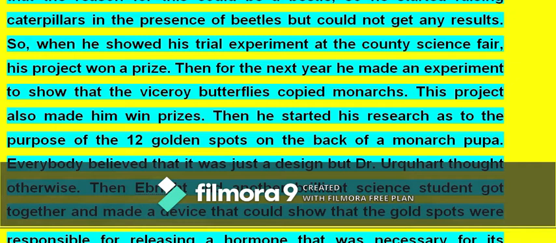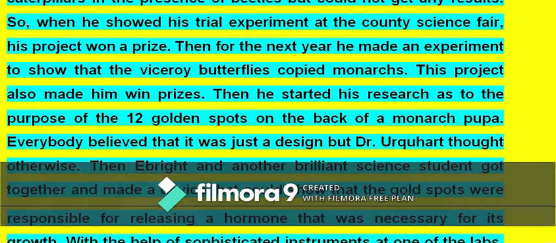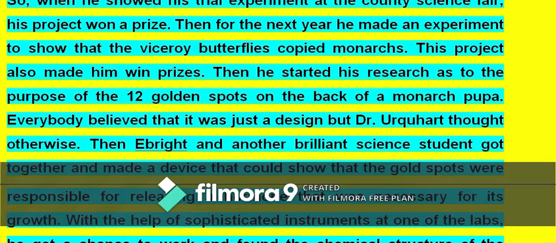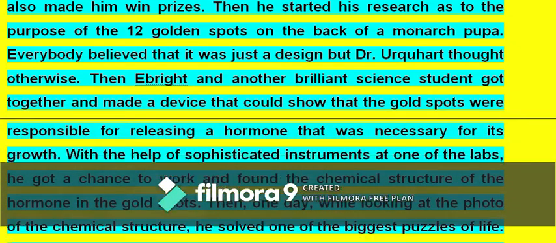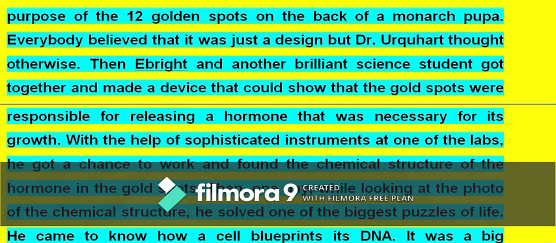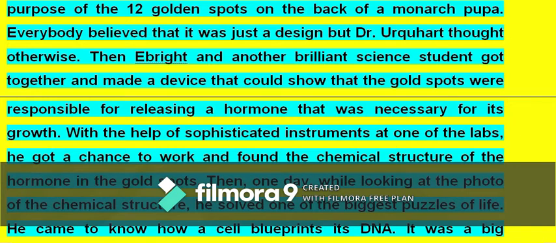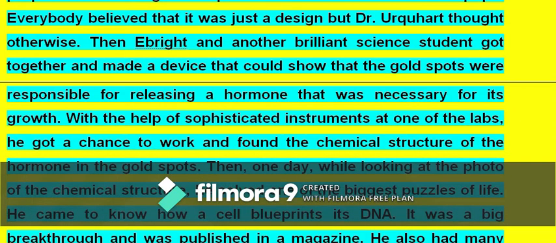Everybody believed that it was just a design, but Dr. Urquhart thought otherwise. Then Ebright and another brilliant science student got together and made a device that could show that the gold spots were responsible for releasing a hormone that was necessary for its growth. So we are talking about the pupa that was growing because of the hormone present on those golden spots.